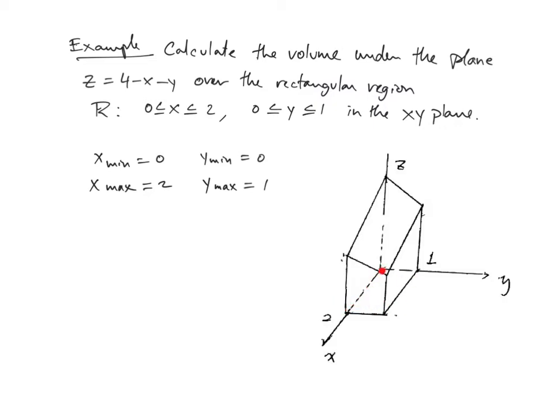Y min is always 0, and y max is always 1. We'll look at examples next of when that isn't the case, okay? But this is sort of the simplest case. So we've got our limits of integration for this rectangular region. Because it's a rectangular region, this part is really easy. And truth be told, the hardest part of most double integrals is getting the limits of integration, okay?